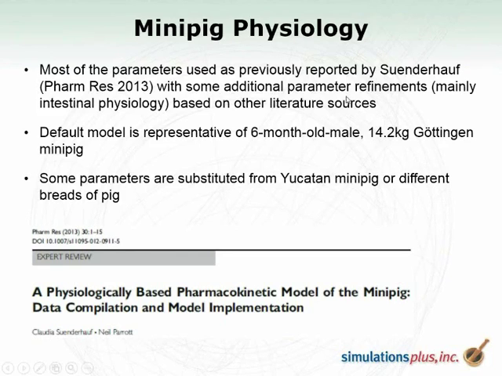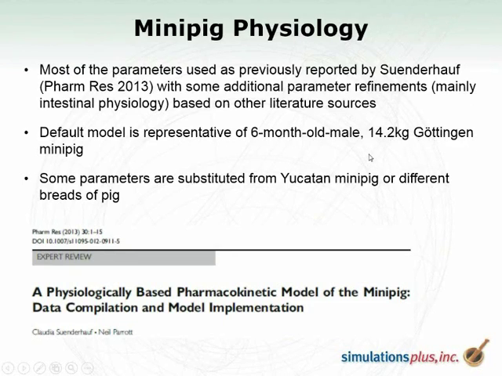And we've made some additional parameter refinements and filled in few additional gaps, mainly on the intestinal physiology based on additional literature sources. The default model that GastroPlus generates is representative of a 6-month-old male, 14.2 kilogram Göttingen mini-pig.